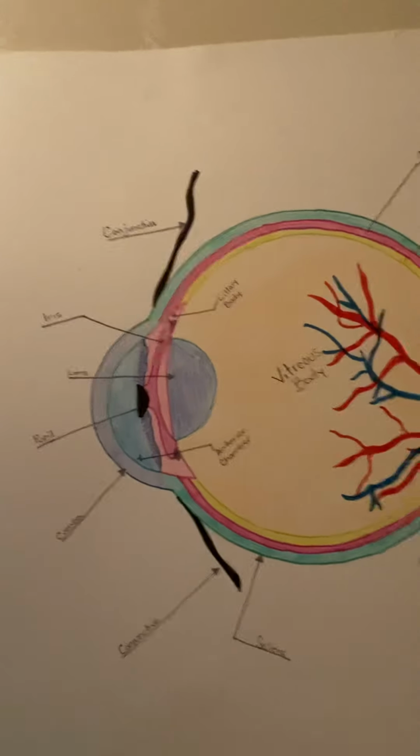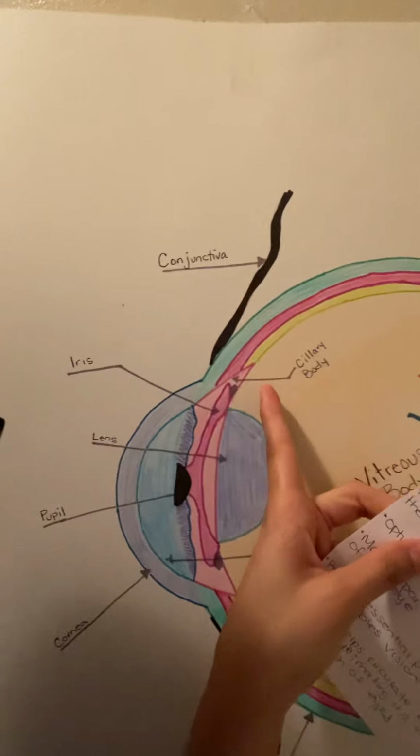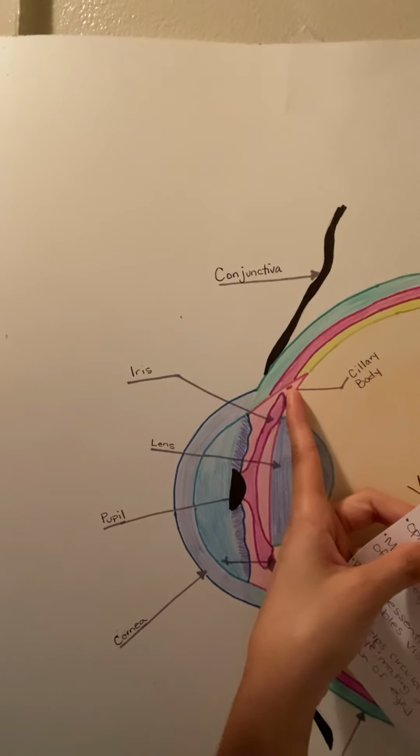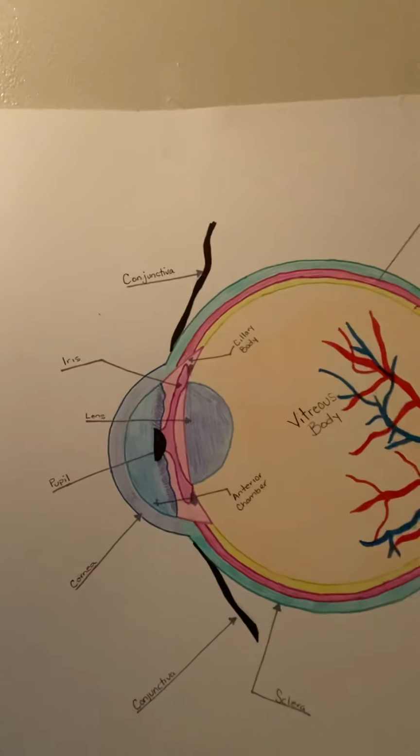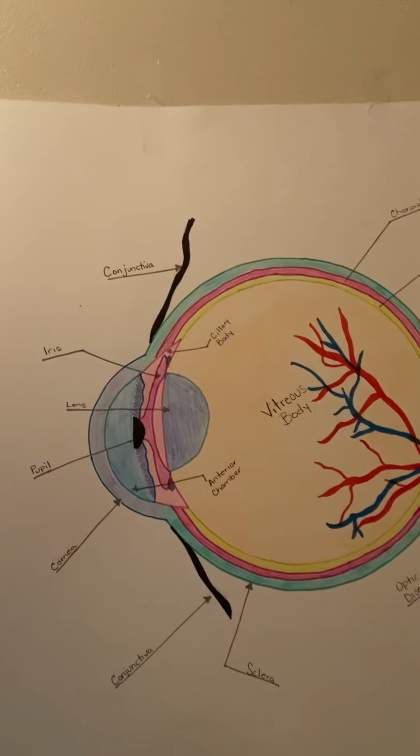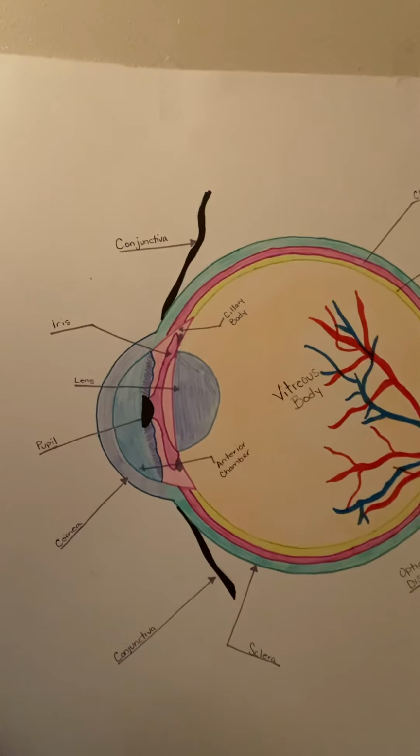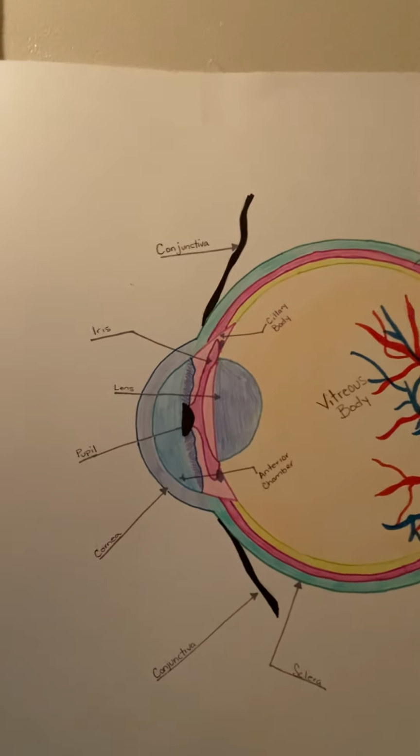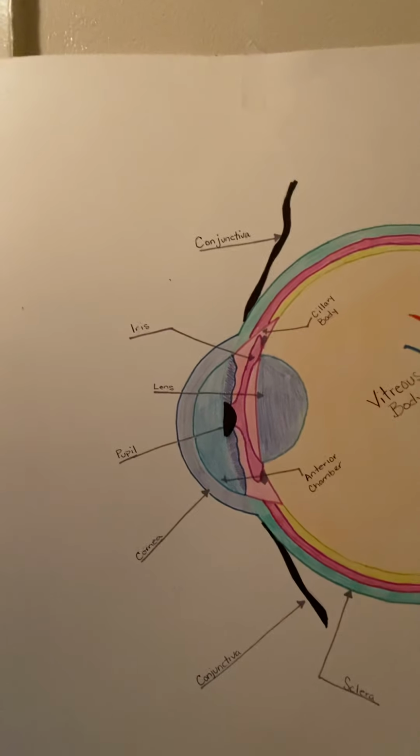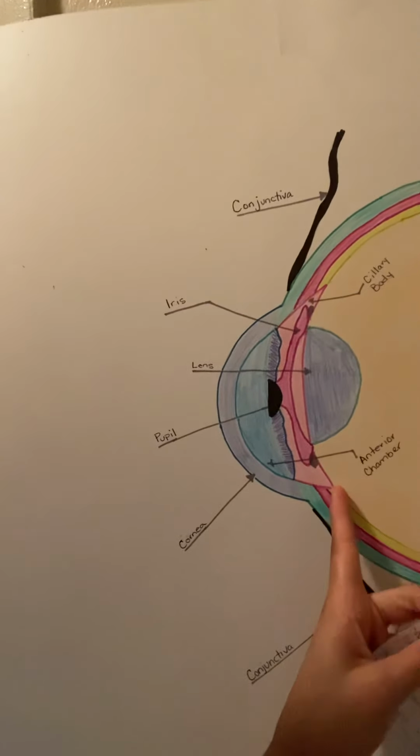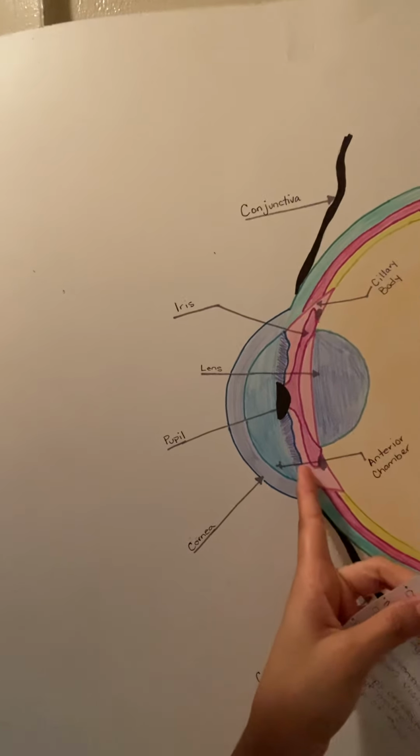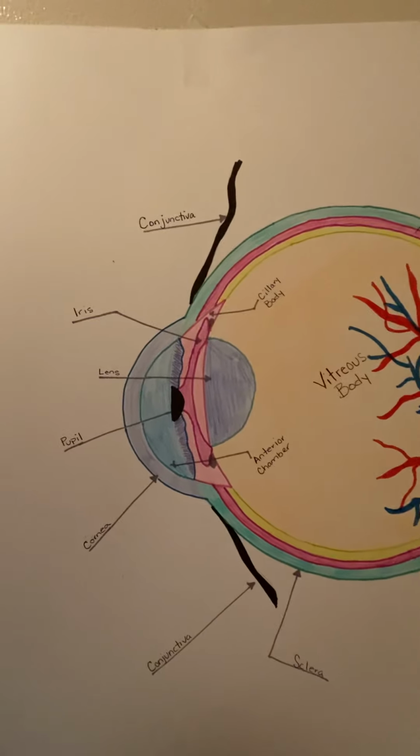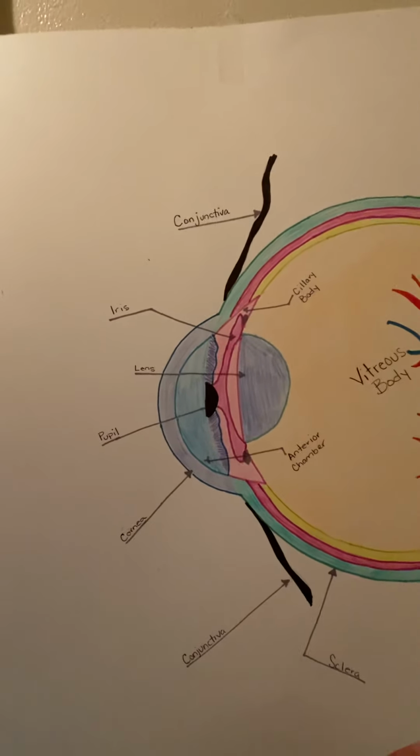Next, we have the ciliary body, which is located in this small section of the eye. The ciliary body is a circular structure that is an extension of the iris, known as the colored part of the eye. Next, we have the anterior chamber, which is behind the cornea. The anterior chamber is the front of the eye between the cornea and the iris.